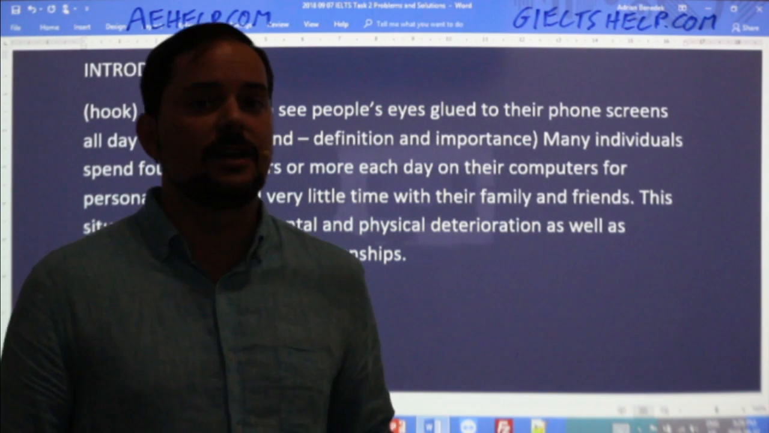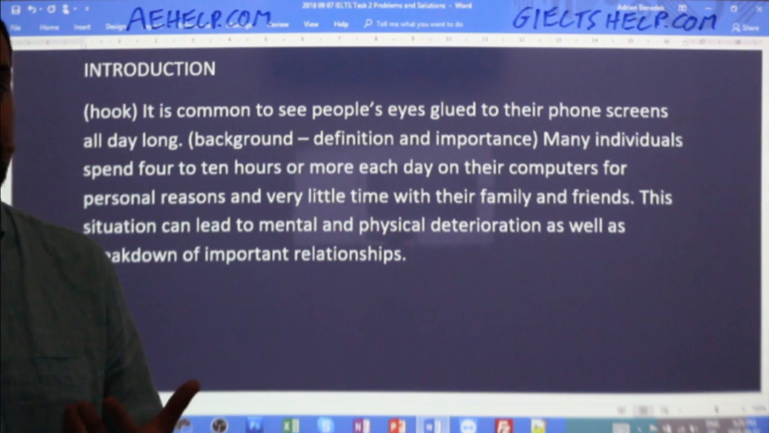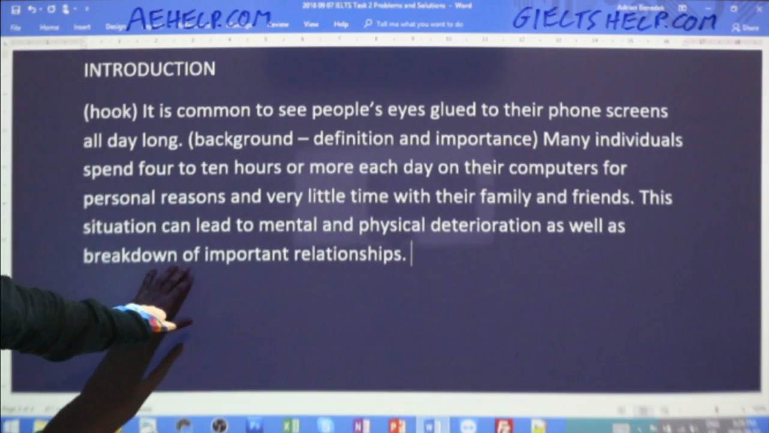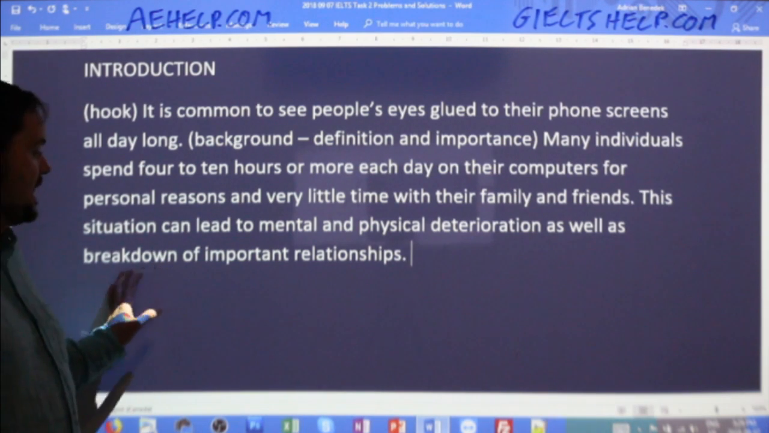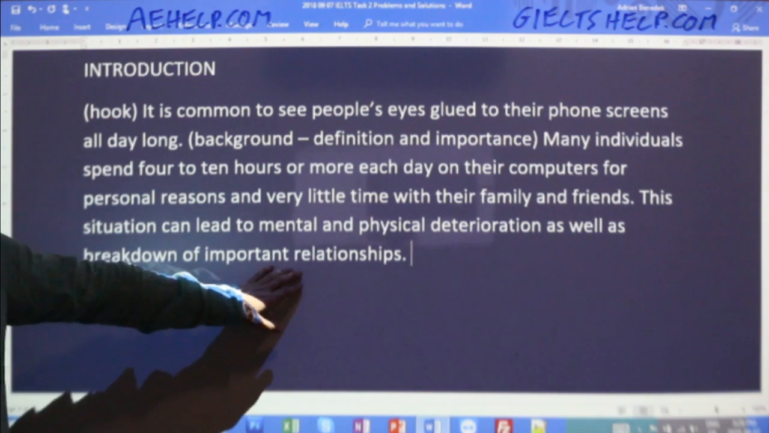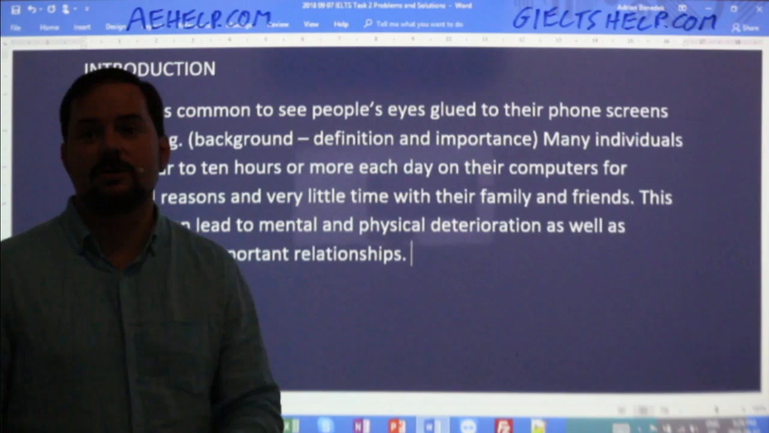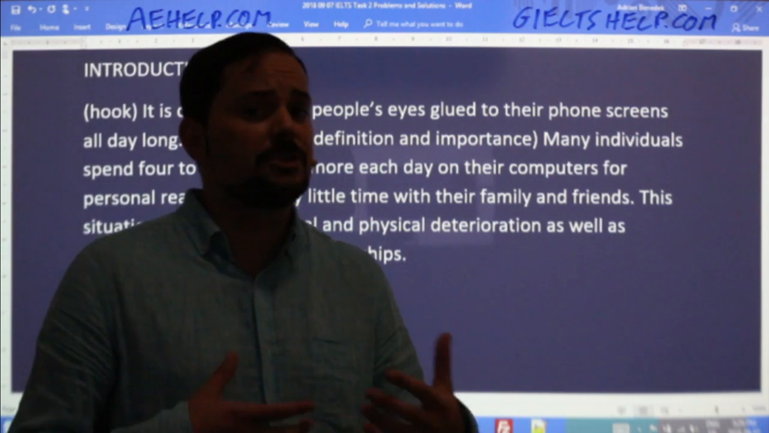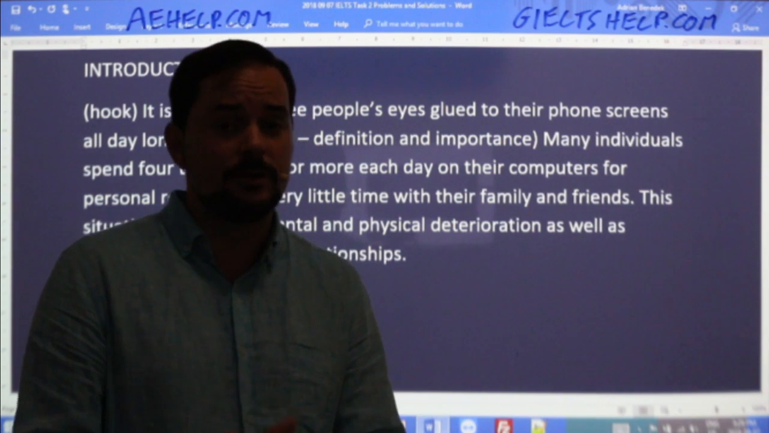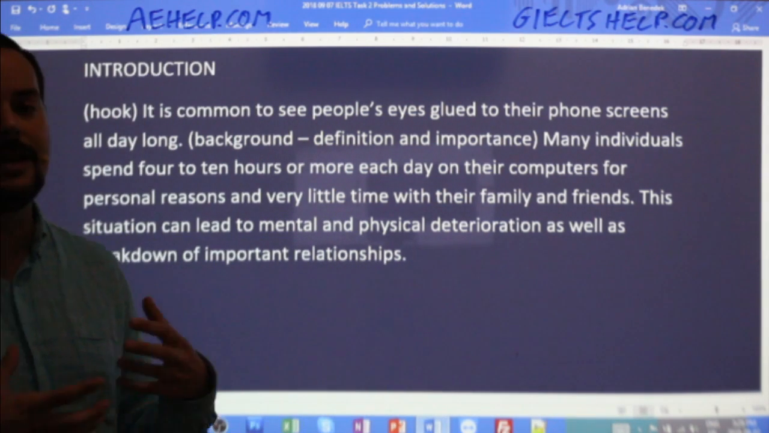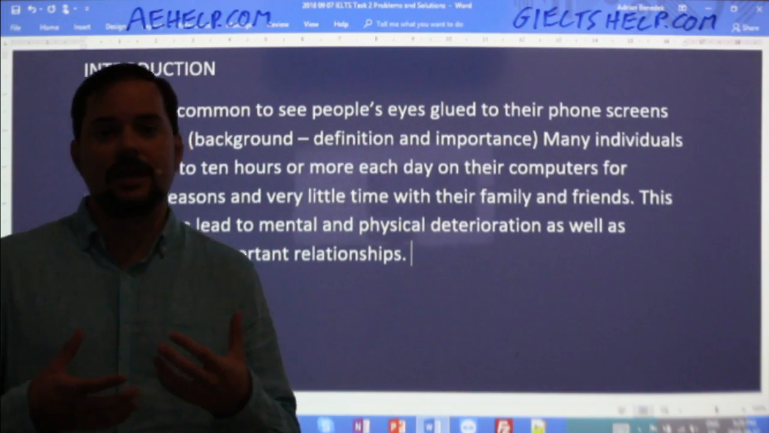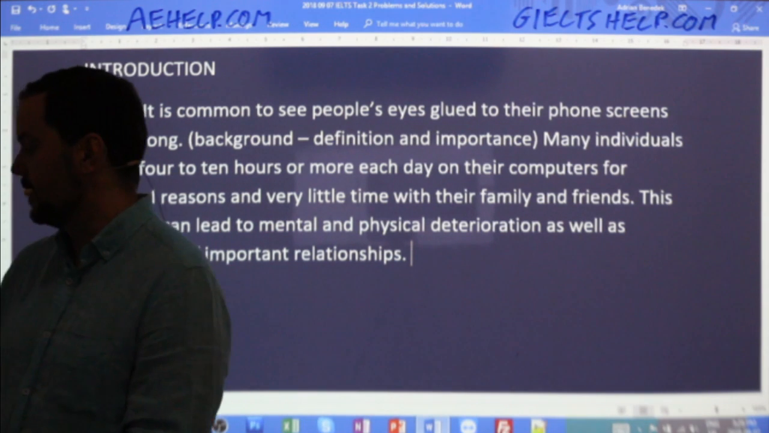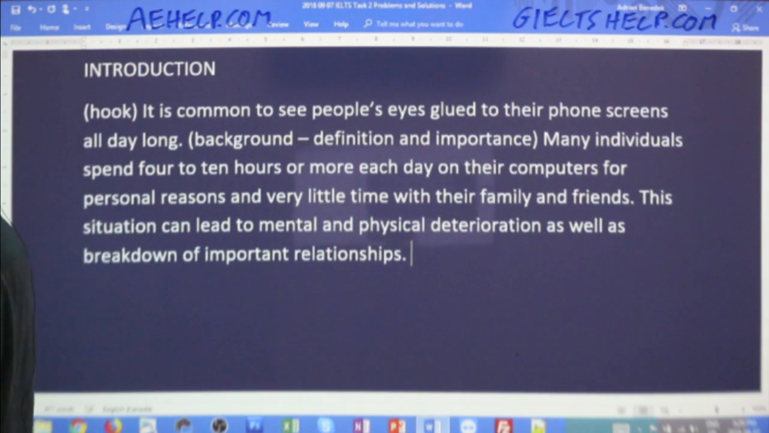But let's not forget, the question is asking us, we're not spending enough time with family, so we need to focus the importance on that, and it's the breakdown of important relationships, such as with our brothers, our parents, and so on. Now, you're only writing 250, 300 words, maybe a little bit more than 300, so don't get into too many details because you'll get lost and you'll run out of time, all right? Okay, now, after that, we write our thesis statement.